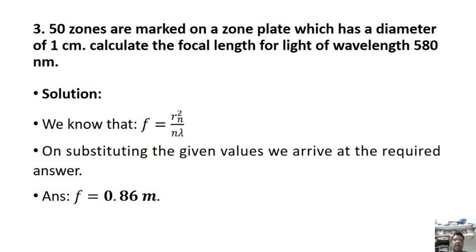On substituting, Rn square equals n lambda. N is equal to 50, lambda is equal to 580. R means radius: they have given the diameter 1 centimeter, divided by 2, it becomes 0.5 into 10 to the power of minus 2 meter, whole square. Substituting the given values, we arrive at the answer: 0.86 meter.